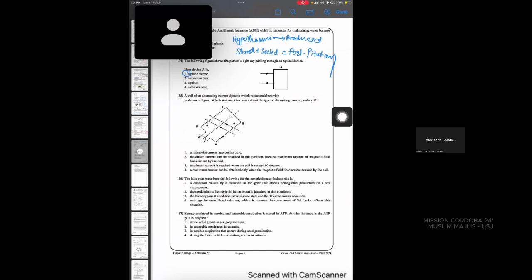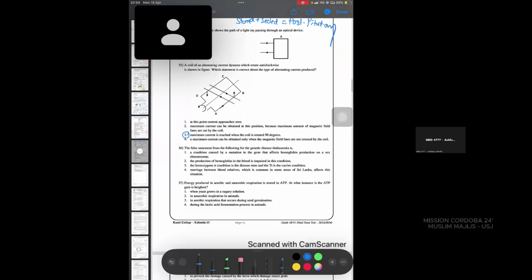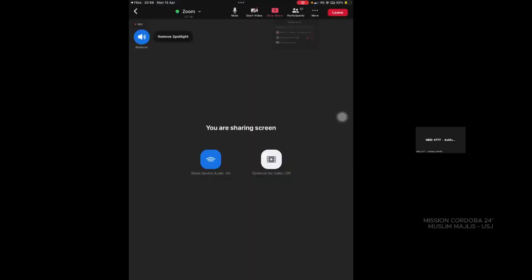Genetic disease thalassemia. Is thalassemia autosomal or X-linked? Come on, grade 10 last unit. Is thalassemia autosomal disease or X-linked disease? I'll ask you the question. Is hemophilia X-linked or autosomal? X-linked. Thalassemia is autosomal.